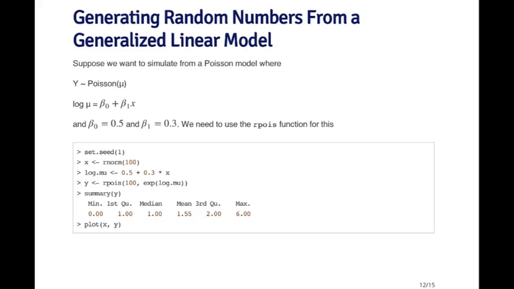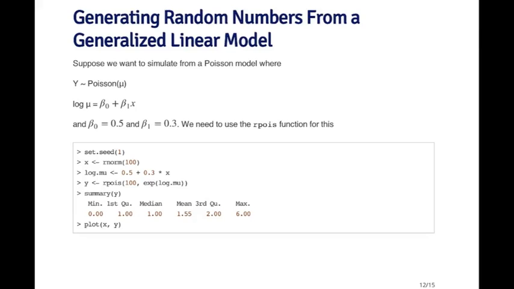Let's assume that the outcome y has a Poisson distribution with mean mu, and that the log of mu follows a linear model with the intercept beta naught and a slope beta 1. So x is going to be one of our predictors. Let's assume that beta naught is 0.5 and beta 1 is 0.3. So how do we simulate from this model to get our Poisson data?